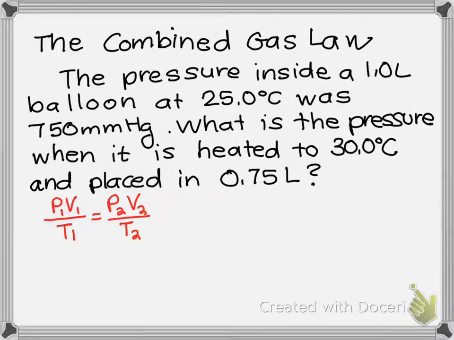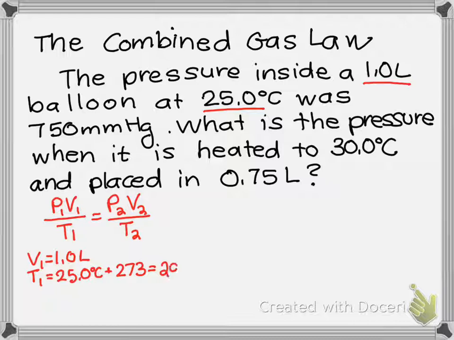So it says the pressure inside a 1 liter. So that's my volume. I can tell by liters. Is at 25 degrees. So that's my temperature. I'm adding 273 to that. So that's the 298 again. And then the pressure is 750 millimeters of mercury.